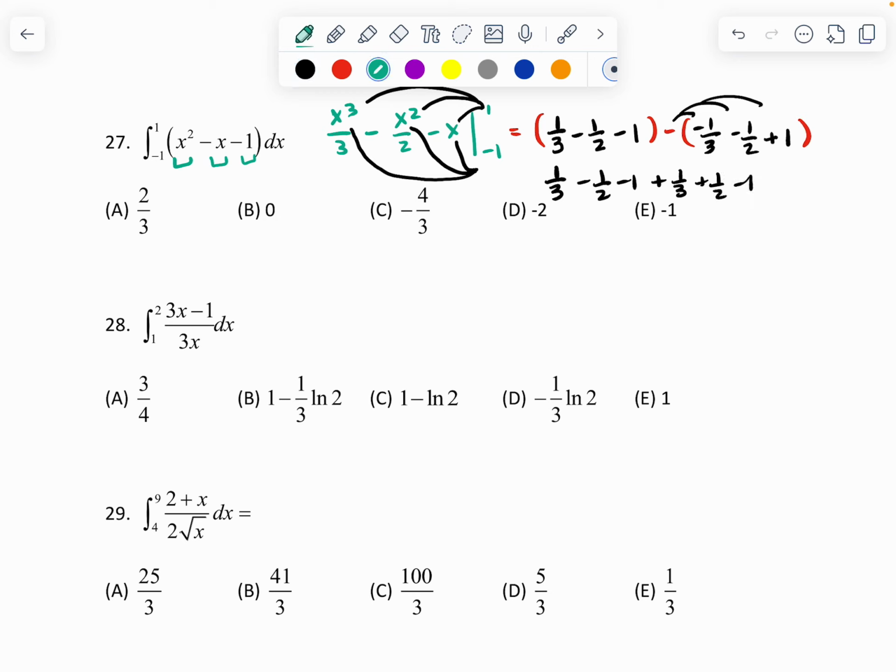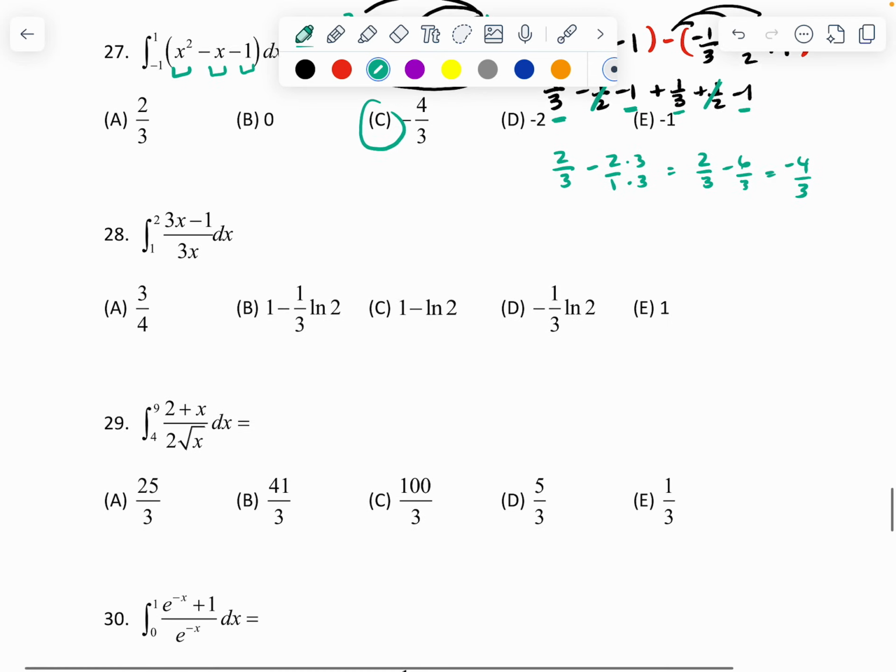If you notice by doing that, the -1/2 and the 1/2 canceled out. Then I have 1/3 plus 1/3, which is 2/3, and -1 minus 1, which is -2. Putting that over 1 and finding a common denominator, you're going to get 2 over 3 minus 6 over 3, which is -4 over 3, so it's C.